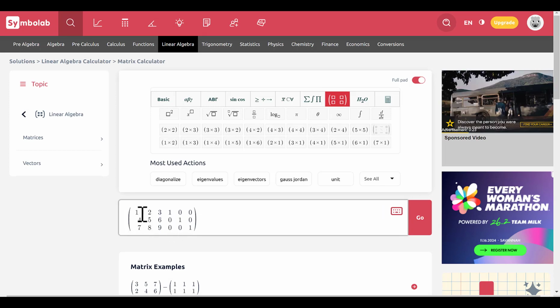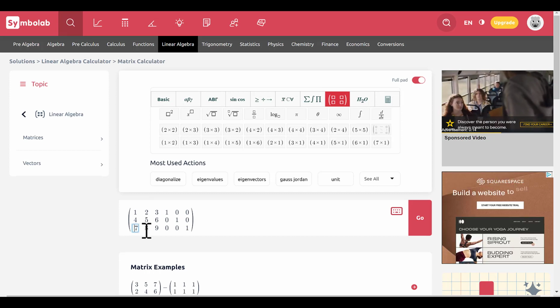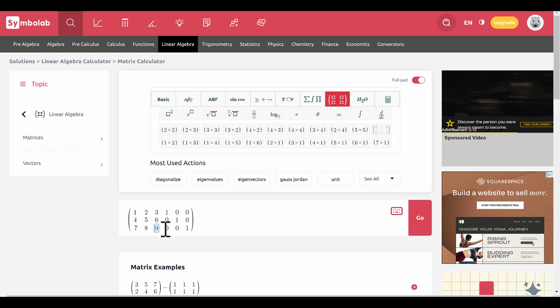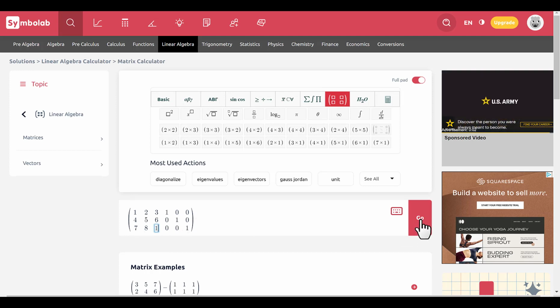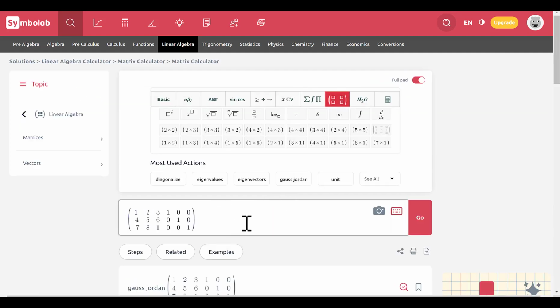So here I'm trying to find, I'm not sure why there's spaces there. Let's erase those spaces. I'm trying to find the inverse of 1, 2, 3, 4, 5, 6, 7, 8. Actually, just for this example first, I'm going to change this 9 to a 1. So I'm trying to find the inverse of that matrix. If we augment the 3x3 identity matrix, and then we reduce it, when I click go, it'll reduce it for us using those row operations.